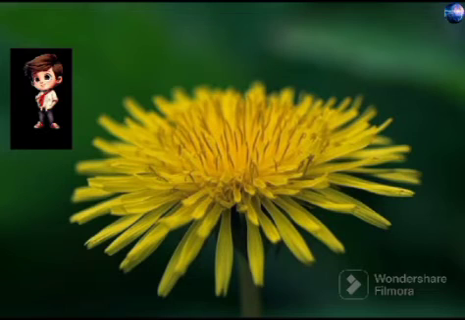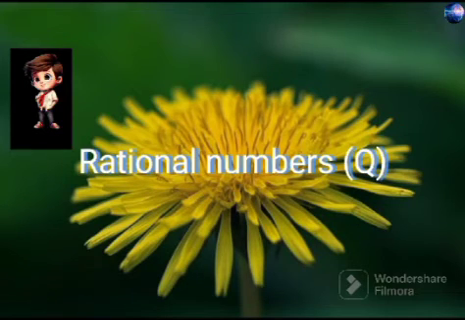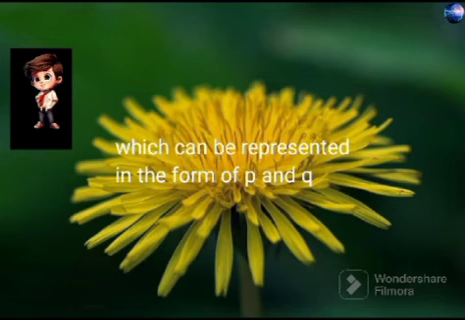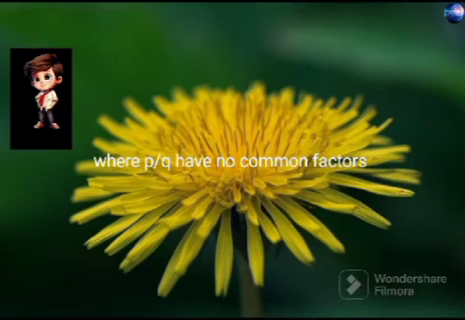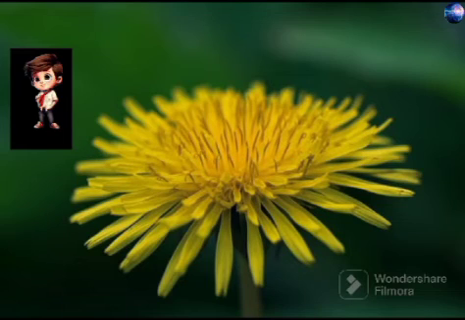Now these numbers that we just got are rational numbers, which are represented by Q. The definition: numbers which can be represented in the form p/q, where p and q are integers and q is not equal to 0, and where p and q have no common factors, are said to be rational numbers. That is its standard form, that is essentially what a rational number is.